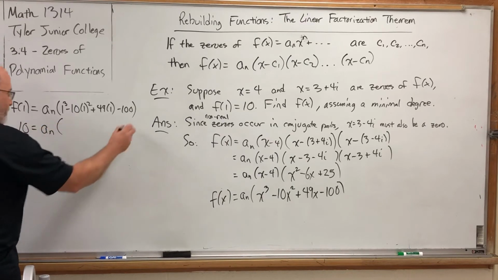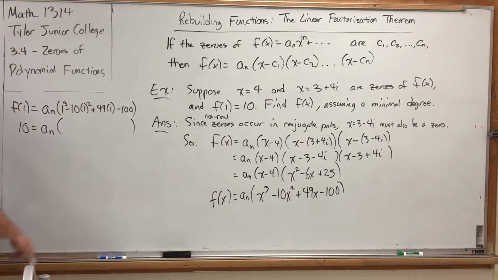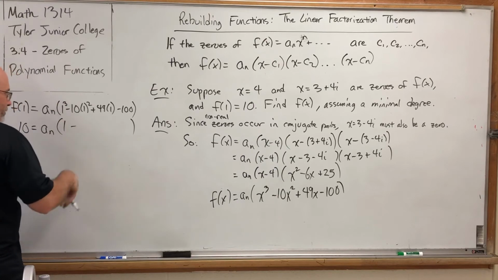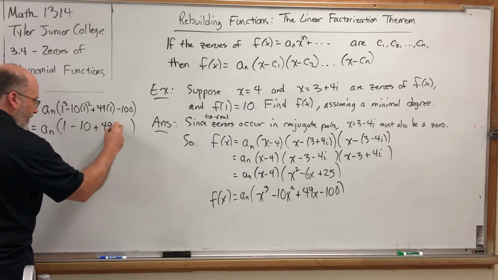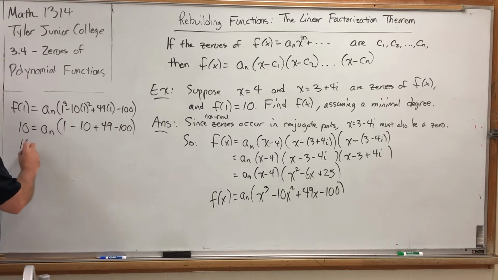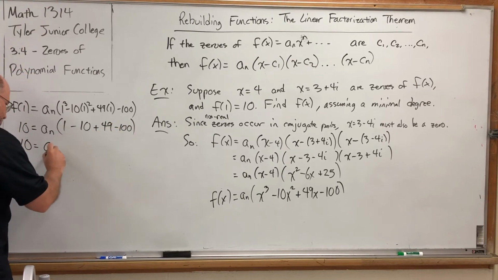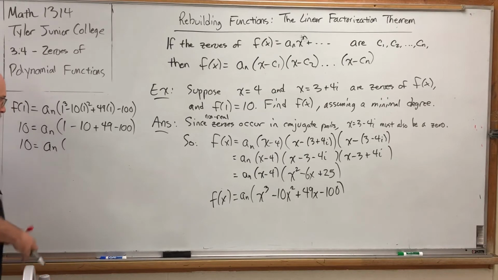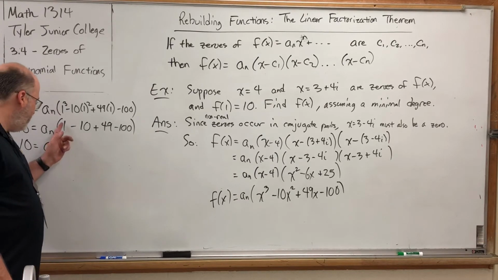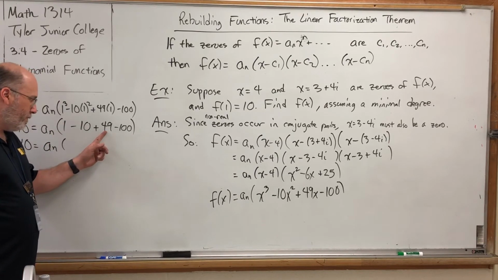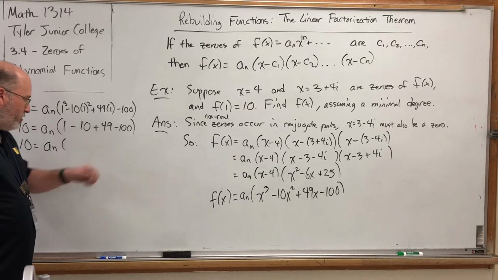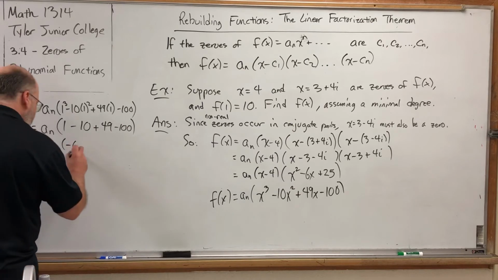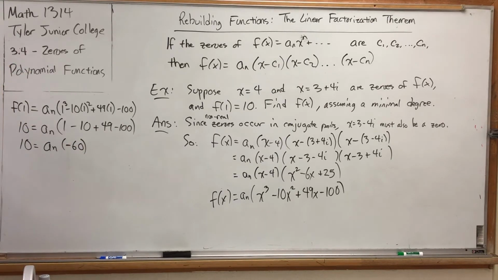Now speaking of all this mess, let's start cleaning up this parentheses. 1 cubed is 1, 10 times 1 squared is 10, 49 times 1 is 49, minus 100. And now the contents of the parentheses are just a number. Let's figure it out real quick. 1 and 49 is 50. 50 minus 10 is 40. 40 minus 100 is negative 60. Well, shoot, I just have to divide both sides by negative 60.